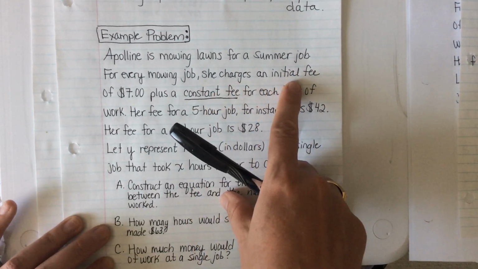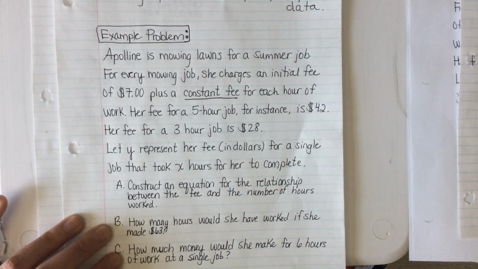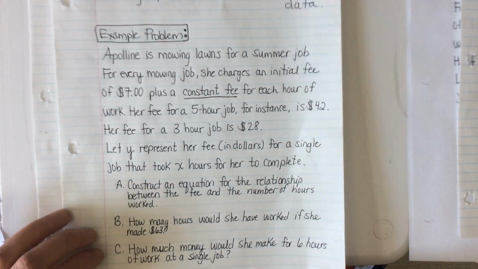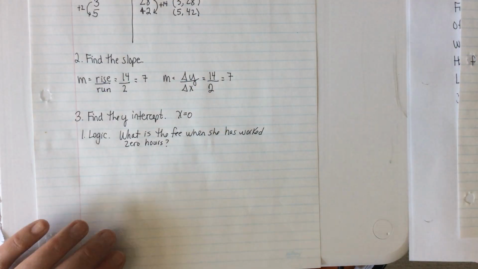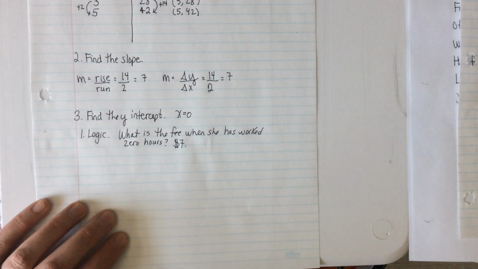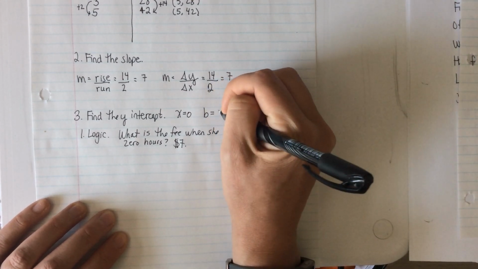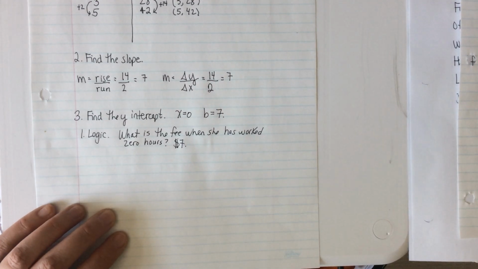We know that she charges an initial fee of $7. So before she even begins working, just to get out to the job site, she charges $7. And then on top of that, she charges a set fee for each hour of work. So what is her fee when she has worked 0 hours? It's $7. We know that just from reading the question. So our y-intercept is 7.